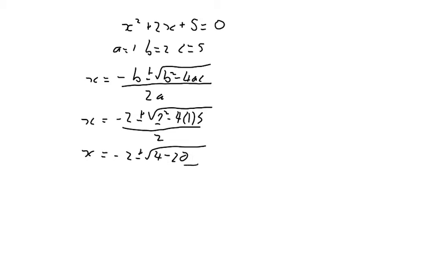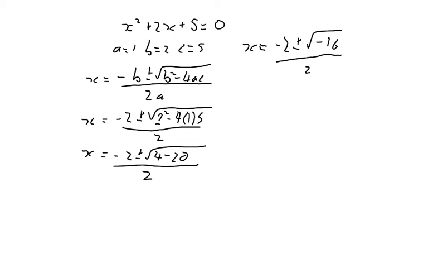Take 20 over 2. Now you'll see here, 4 take 20, we're going to end with a negative number. So x equals minus 2 plus or minus the square root of negative 16 over 2.